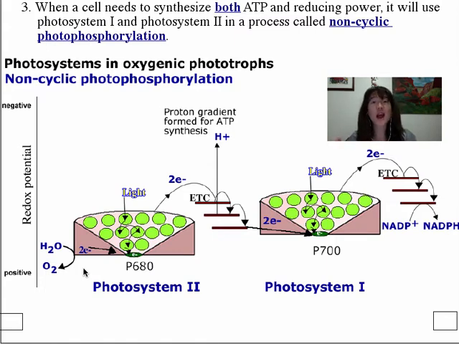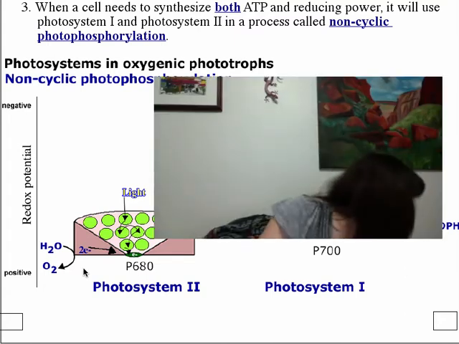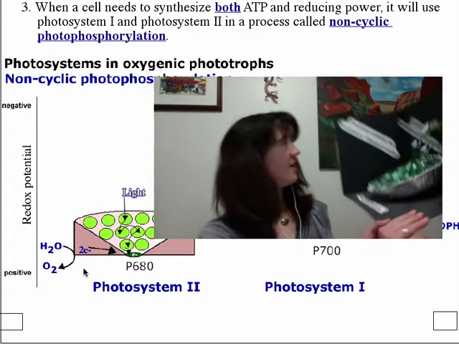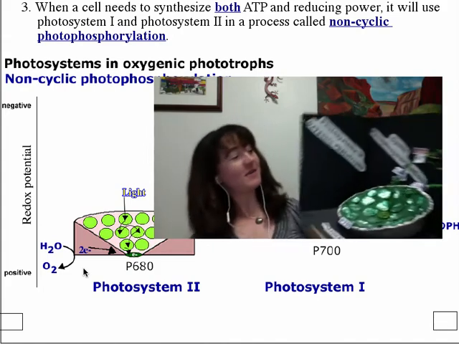So I have a rad model that I just happen to have with me that one of my students made. You're going to love this. It shows both cyclic and non-cyclic photophosphorylation. Okay, this thing is kind of massive, so I'm going to do my best.